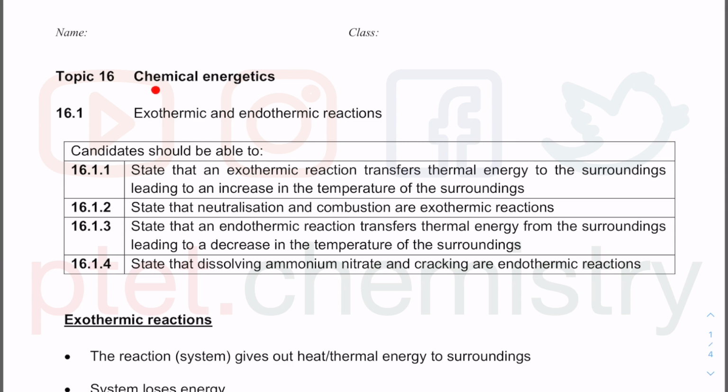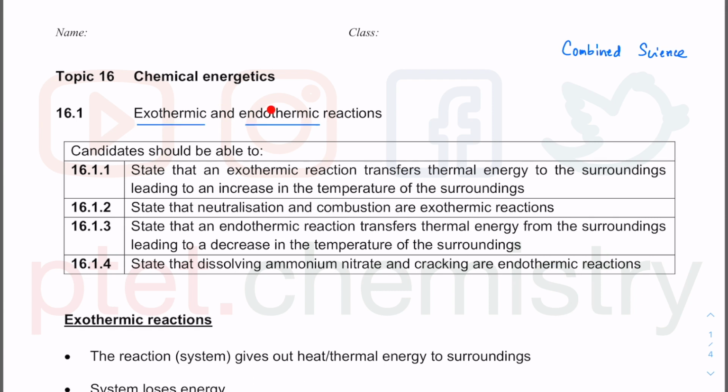So this is the new topic, it's called chemical energetics. This is for the combined science or the foundation tier science, which incorporates the three natural sciences into one subject, such that the contents within are not as detailed as the pure chemistry or the pure science curriculum. Anyway, in this topic, we are going to start off on this idea of exothermic or endothermic reactions.